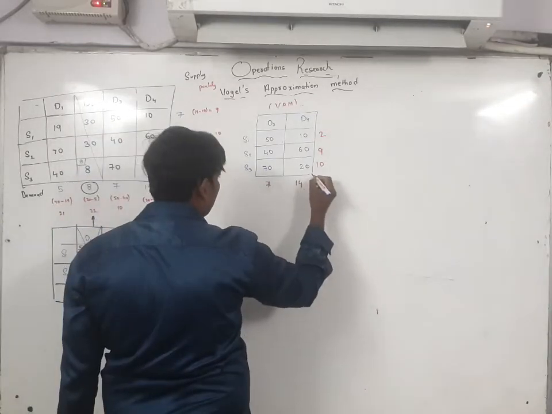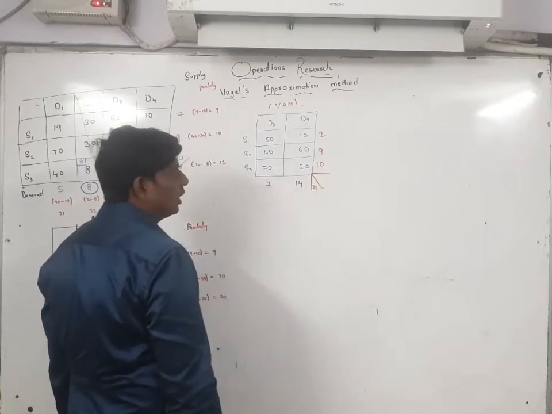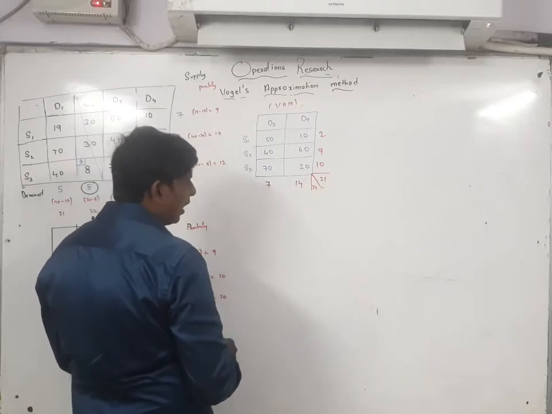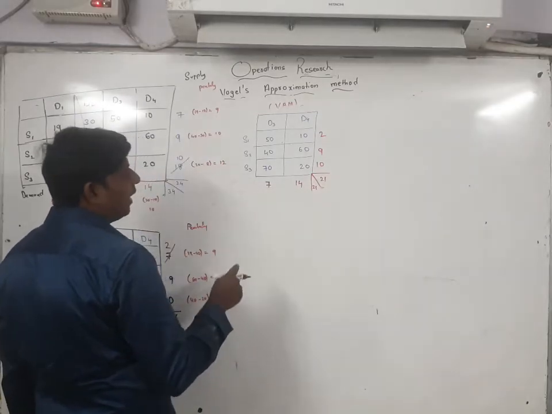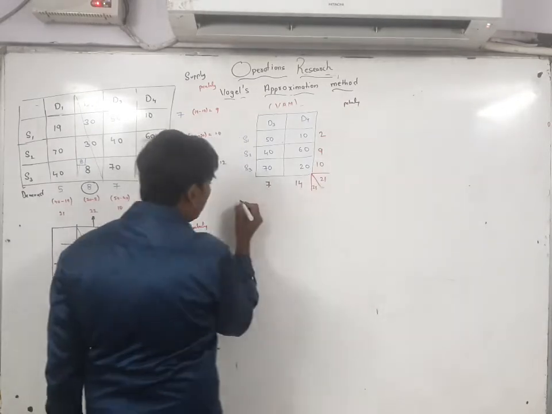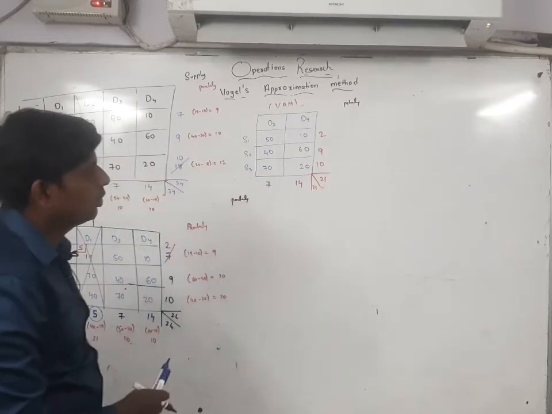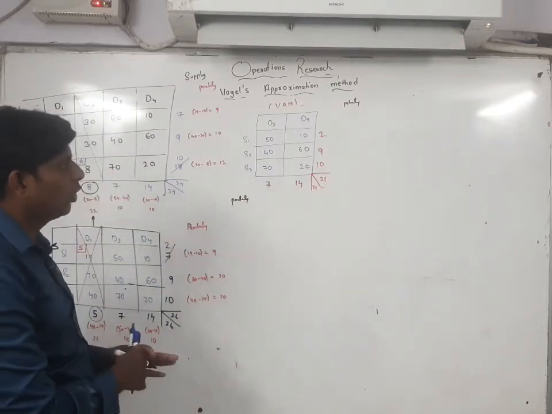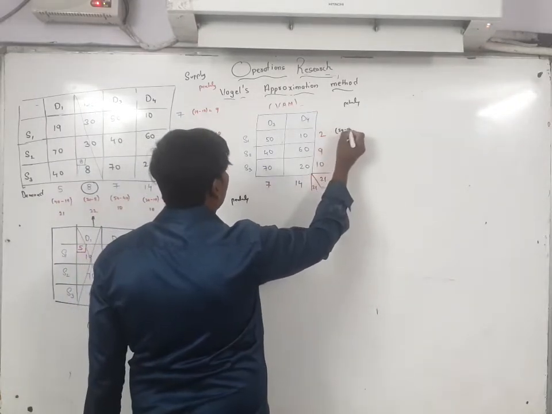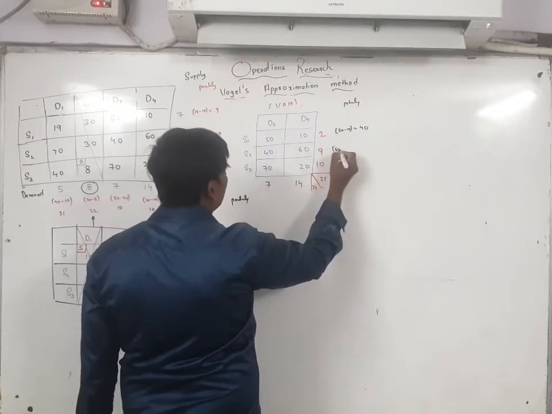Now add this one. If you add this one, here you will get 21. How much are you getting here? 21. Demand always is equal to supply. After that, again you have to find out the penalty. For finding the penalty, here only two things are there. So here you can write 50 minus 10. How much is it? 40. Next one is 60 minus 40.